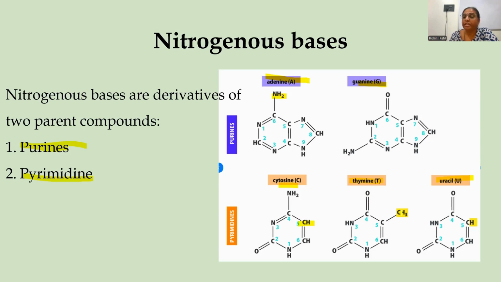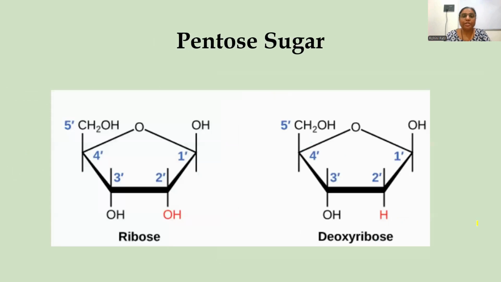At the fifth position, there is a CH3 in the thymine, and there is no CH3 in the uracil. So this is a basic difference between whom? Between the thymine and the uracil. Okay, now going towards the next one.